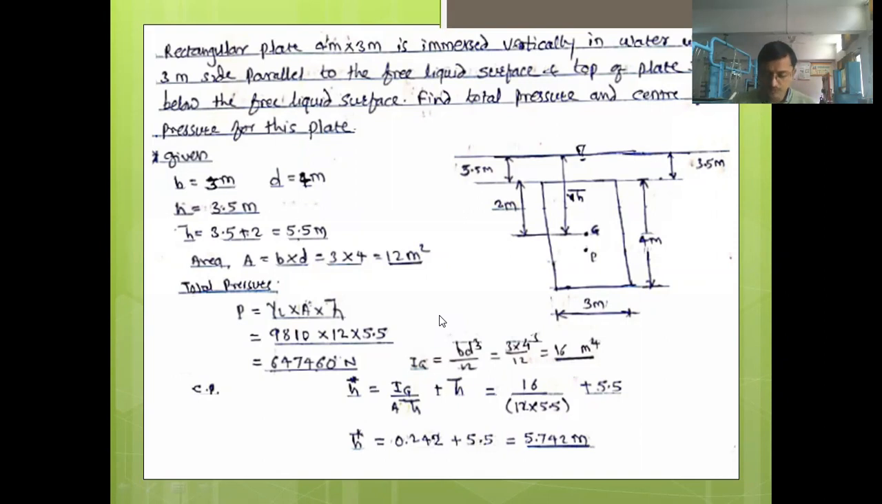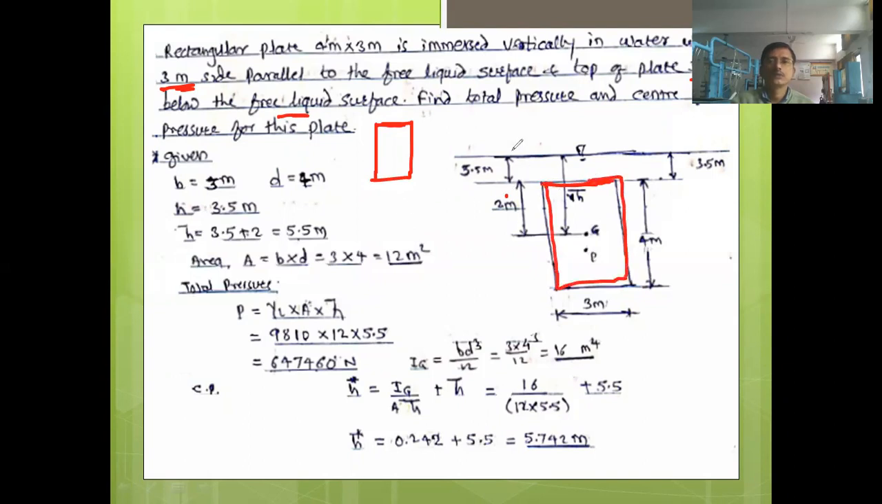So before solving the problem, first we should understand the problem clearly. Rectangular plate 4 meter by 3 meter is immersed vertically in water with 3 meter side parallel. So they have mentioned how the plate is, whether it is vertical or inclined. It is vertically immersed with 3 meter side parallel to the free liquid surface. Means smaller side is parallel and larger side is perpendicular to the liquid surface, like this, right? And top of the plate is 3.5 meter below the free liquid surface. So you have to draw the diagram like this, right?